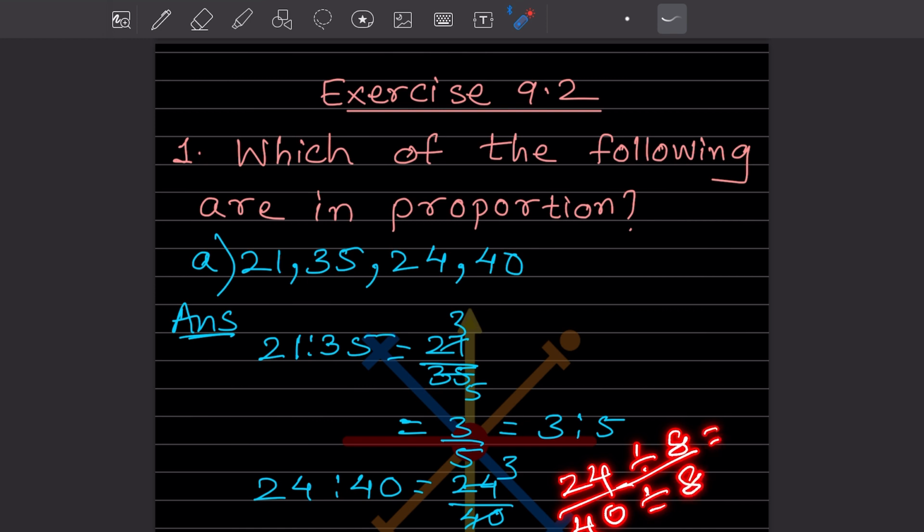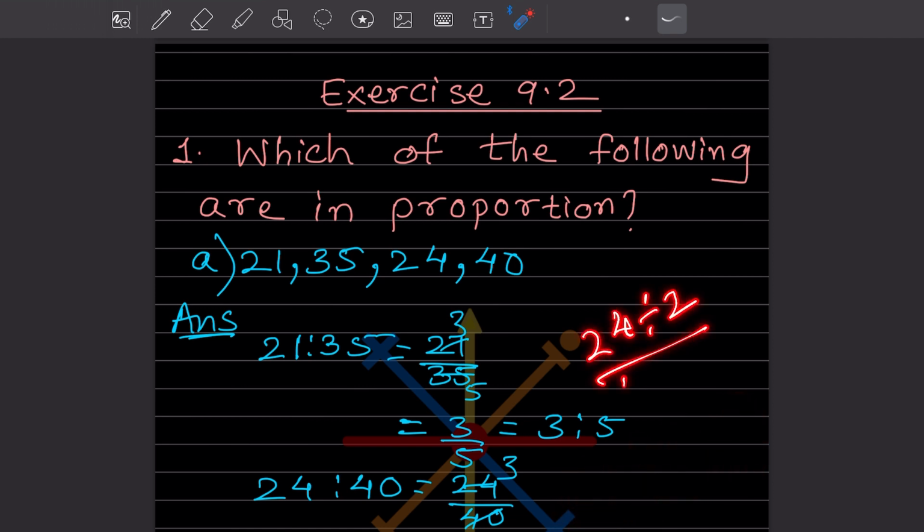So what is this going to be? 8 threes are 24, and here 8 fives are 40. You can also do it by dividing by 2 if you don't know the bigger numbers, but that will be a long step. So this is going to be 12 by 20. Again, you have to divide by 2 and so on.